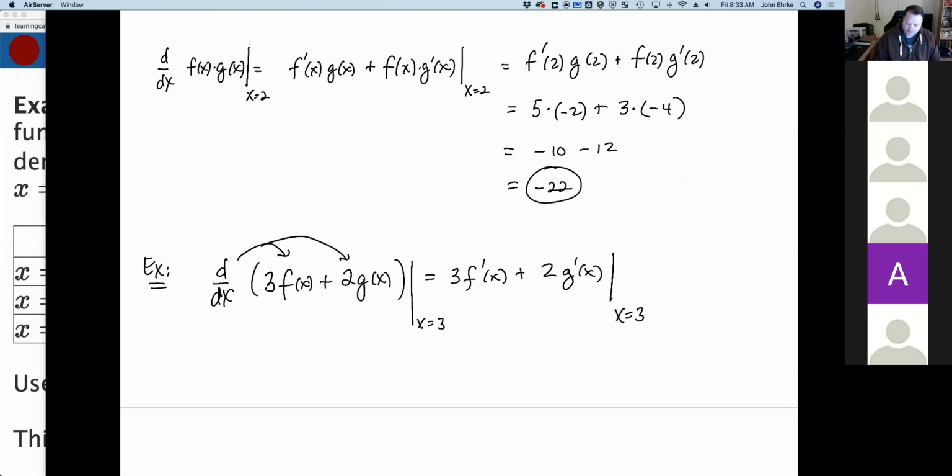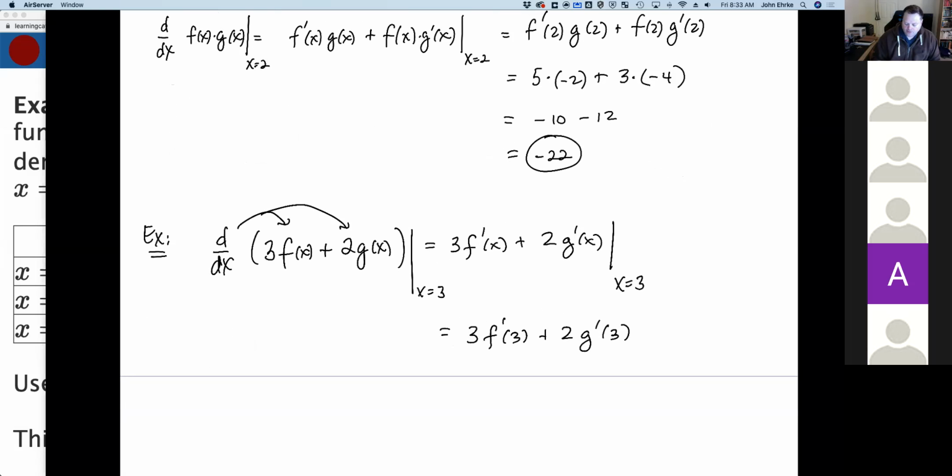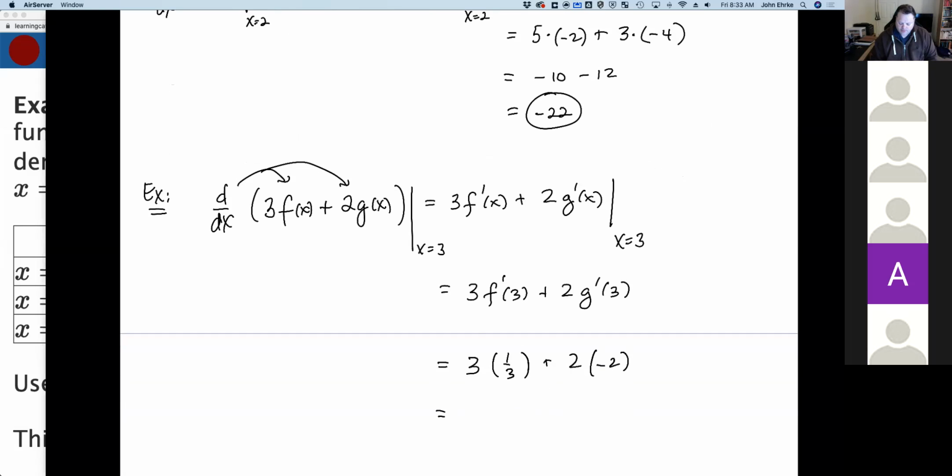Well, at x equal to 3, this would be 3f prime of 3, plus 2g prime of 3. And so if you look at the table, f prime of 3 is 1/3, and g prime of 3 is -2, it appears. So 3 times 1/3 is 1, minus 4, you would get -3 based on the values given.